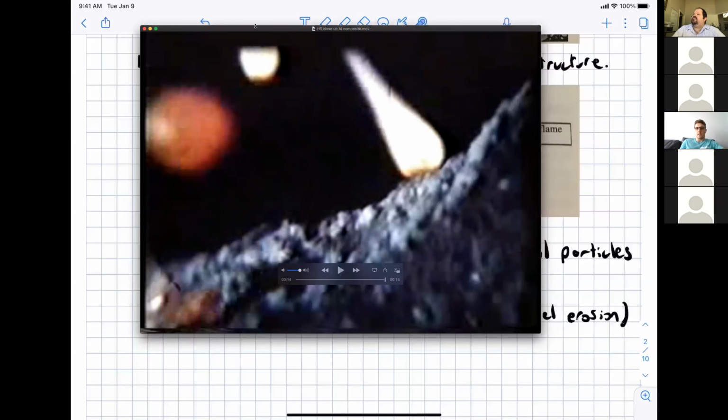Hey, Professor, what's the purpose of adding the aluminum particles if they don't disintegrate and add that much energy? The aluminum particles are added for multiple reasons.